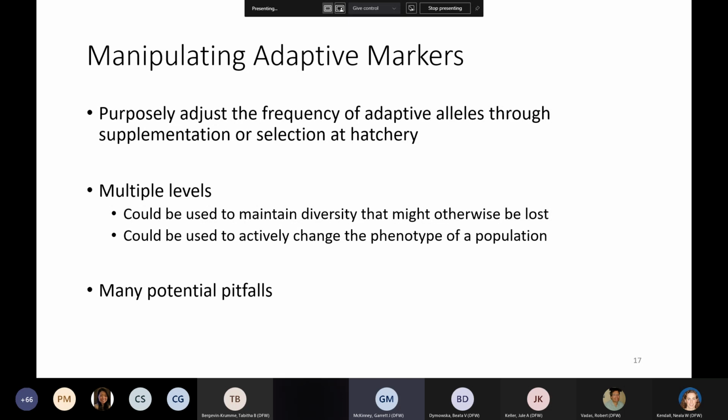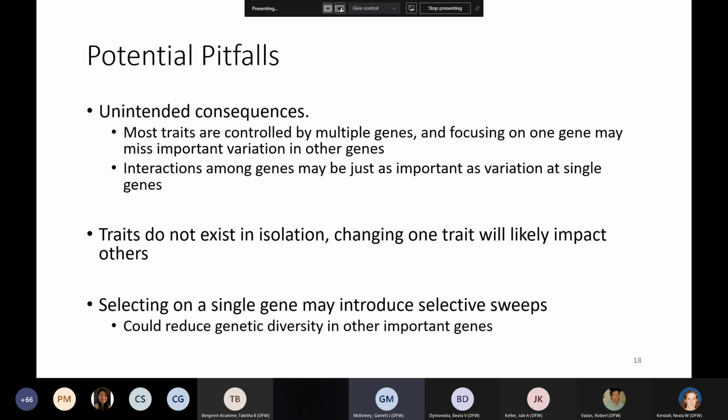But there's a lot of potential pitfalls to these sorts of activities. I think the biggest one is just the unintended consequences. You don't know what you don't know. Most traits are controlled by multiple genes, and focusing on one gene could miss important variation in other genes. And the interaction among genes may be just as important as the variation in single genes.